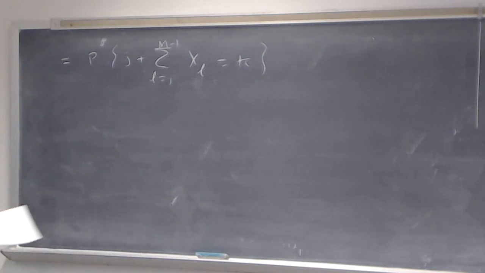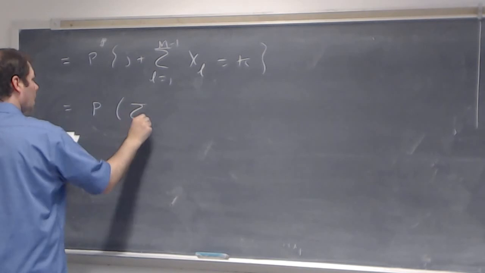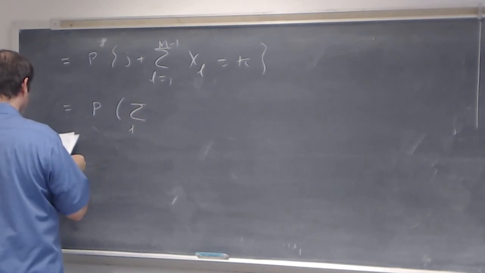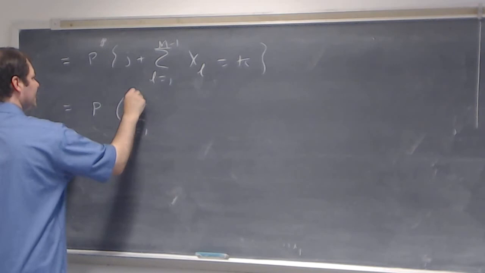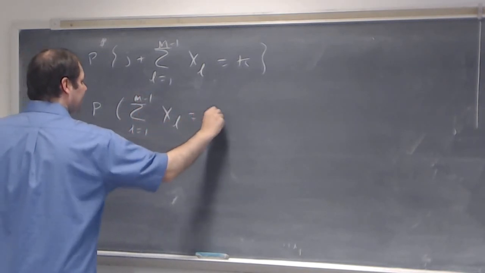And this is due to the independence of the sequence and identical distribution of each of the X sub i, and the independence of M from the X sub i's, the sequence of X sub i's. And that's equal to the probability that the sum as L runs from 1 to M minus 1 of X sub L is equal to k minus j.